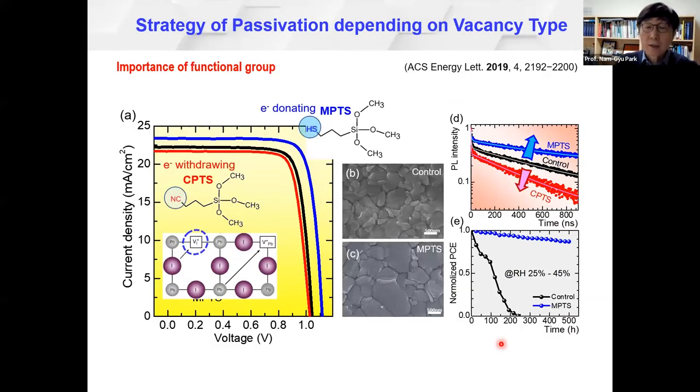And also, the functional group is important. Such as the additive, when you select an additive, you have to consider the functional group. Then we compared electron donating functional group and electron withdrawing functional group. And there is some opposite direction as compared to the control device. Electron donating functional group shows higher, improved IV property. However, electron withdrawing group shows slightly lowered power conversion efficiency. This indicates that the perovskite film has some defect due to the missing iodide.